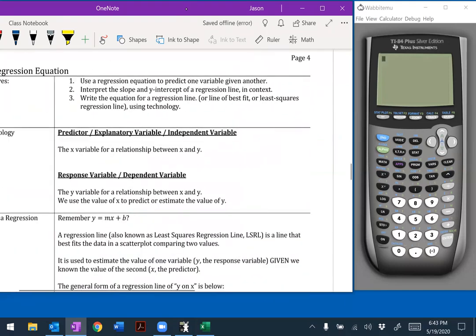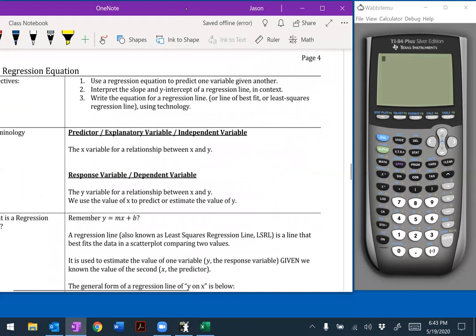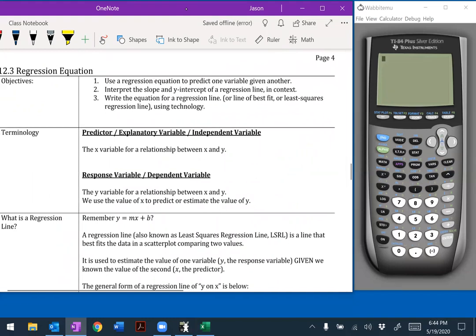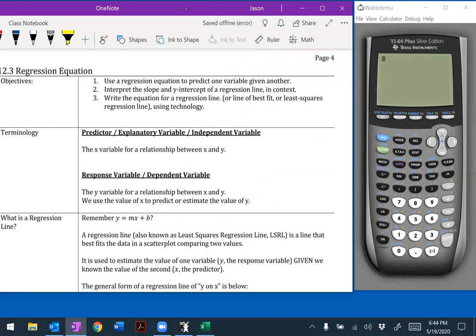Okay, let's talk about the regression equation. Use a regression equation to predict one variable given another, x versus y. Interpret the slope and the y-intercept. What's the slope and the y-intercept of a regression line in context? So we're going to figure out what these lines mean.